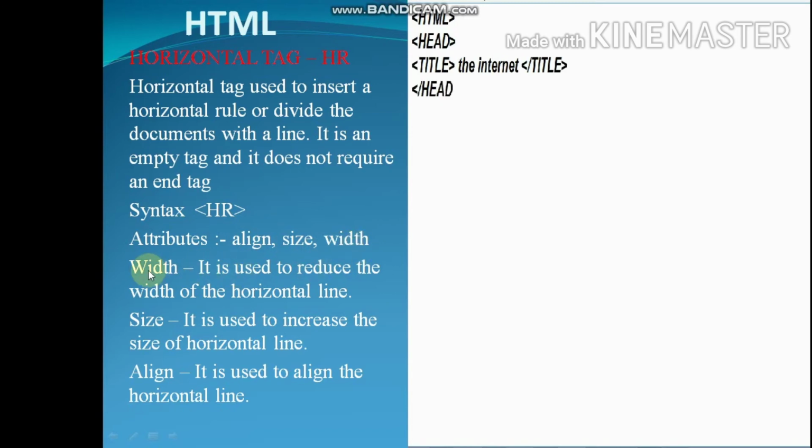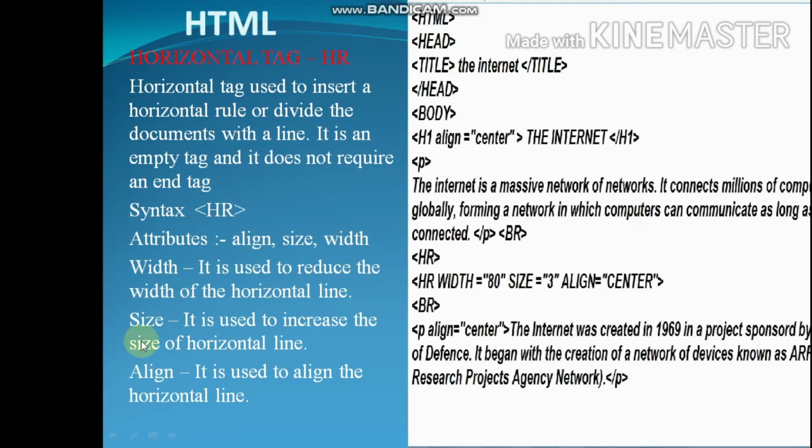Width means it reduces the width of the horizontal line. You can reduce the line. And then another is size. Size is to increase the size of the horizontal line. Align is to align anywhere, left, right or center.